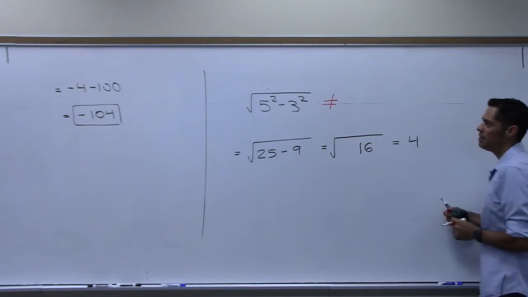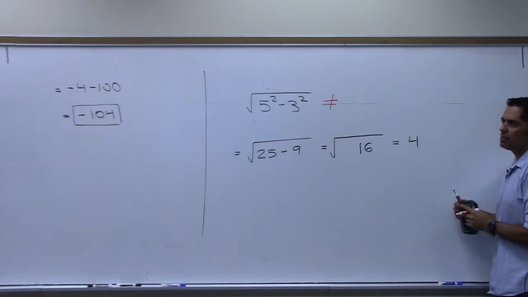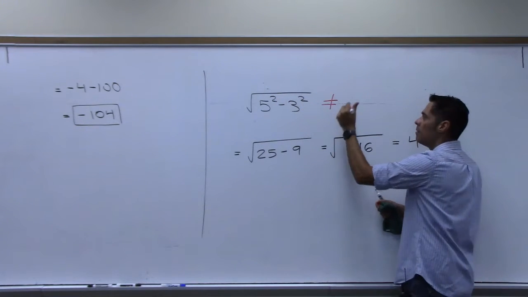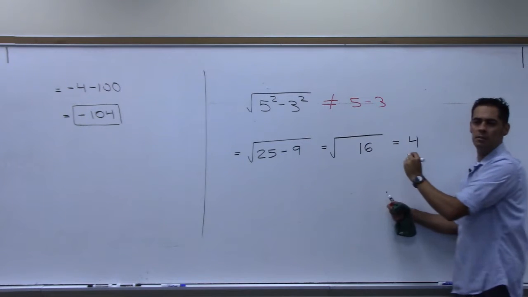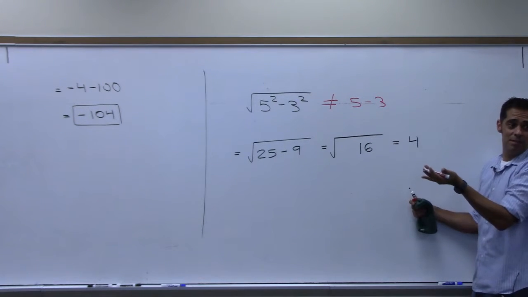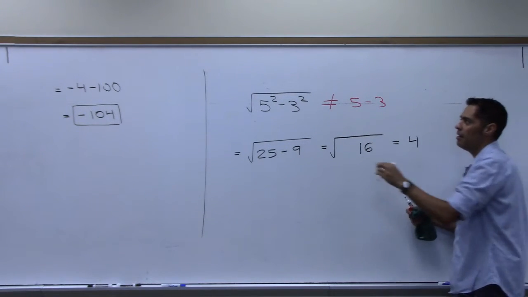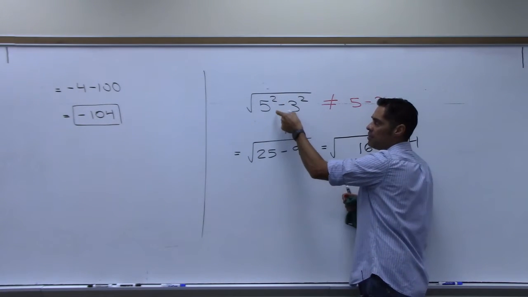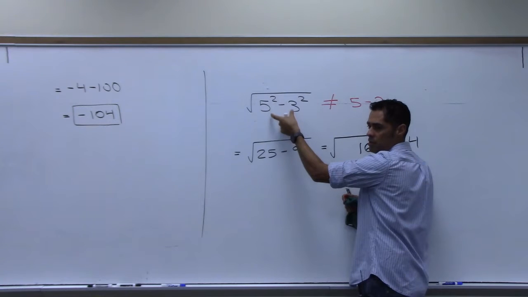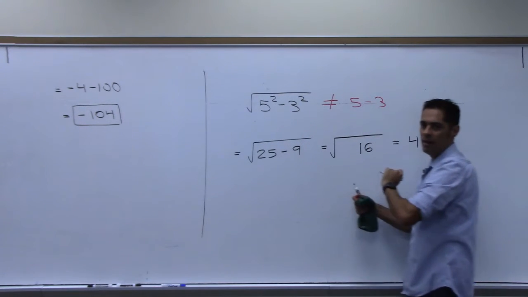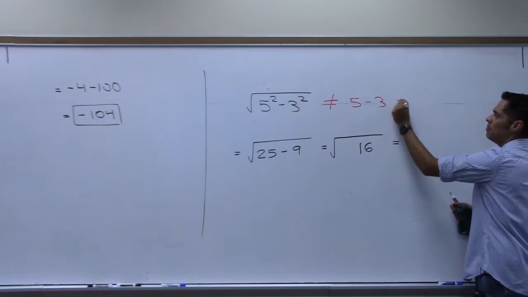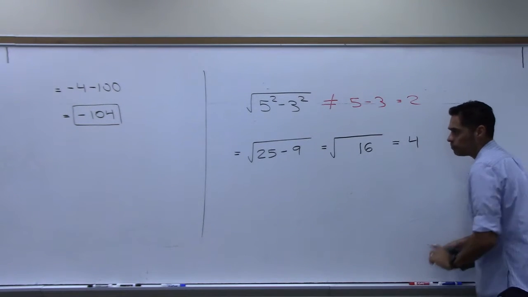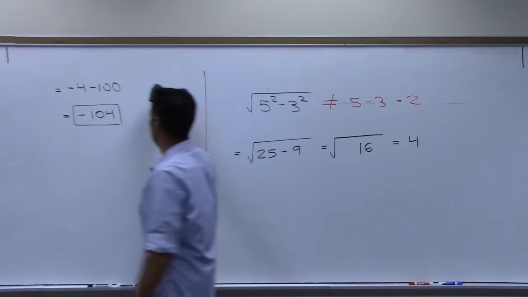Anybody have any guess as to what some students do with this? They cancel out the square root, they cancel out the squareds, and they write 5 minus 3. It happens, okay? They say, oh yeah, I know a square root undoes a squared. That's true if it's multiplication between these two. But if it's addition or subtraction, you can't do that. So some people would come up with 2, and of course that's wrong, right? All right, next one.